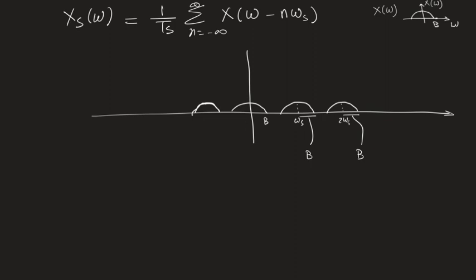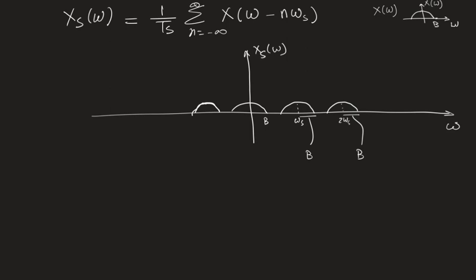If I want to recover the original signal from this, what should I do? If this is the sampled signal, with this axis omega and this Xs of omega, and I want to recover the original one, what should I do? I should find a way to remove those replicas and only keep this one, right? If I do this, I recover the original signal.